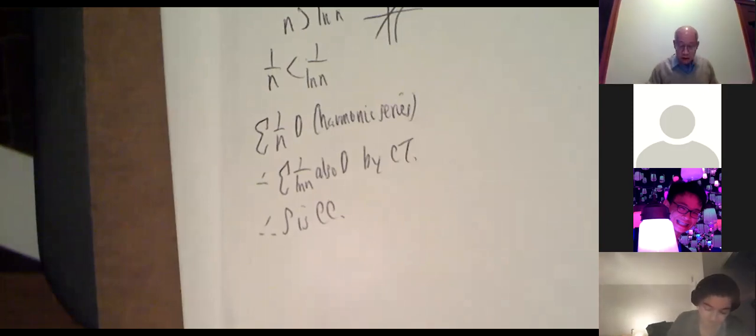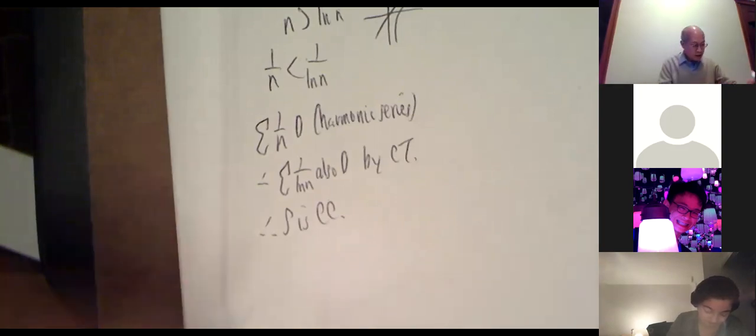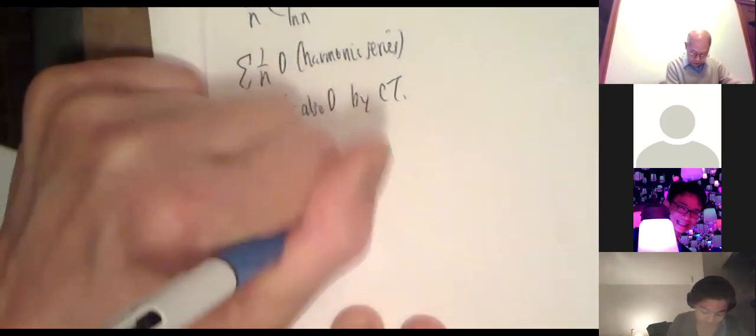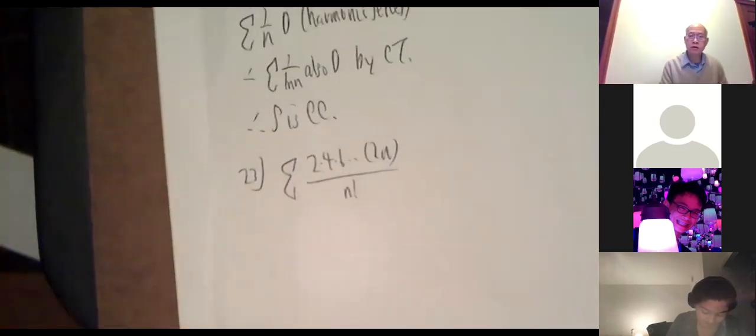21 I did. 11.6, 21, 23. Another one of those even factorials, I think. 23: summation 2 times 4 times 6 times 2n over n factorial.